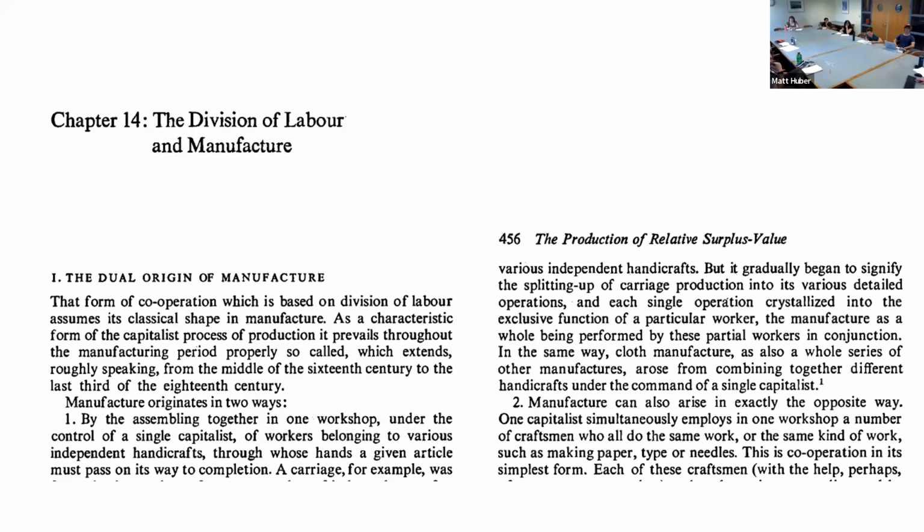The other origin, he says, number two: "manufacture can also arise in the opposite way. One capitalist simultaneously employs a workshop of a number of craftspeople who all do the same work or the same kind of work, such as making paper, type, or needles." It's cooperation in its simplest form.